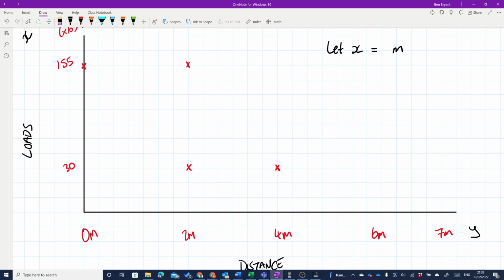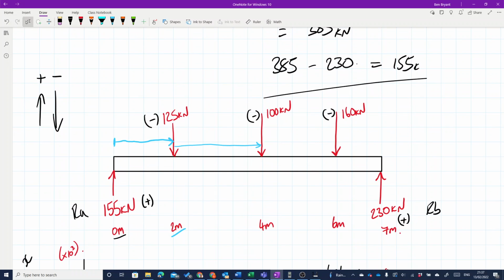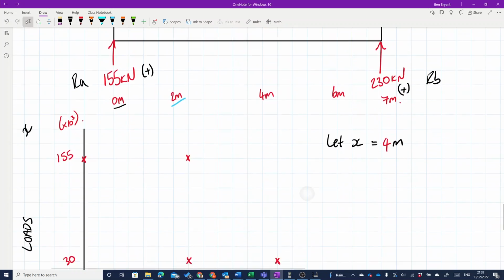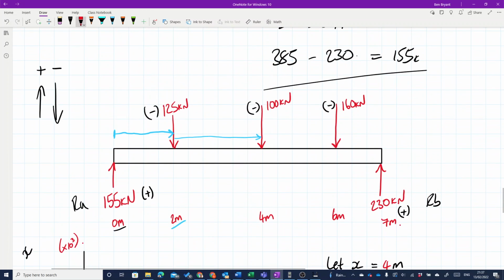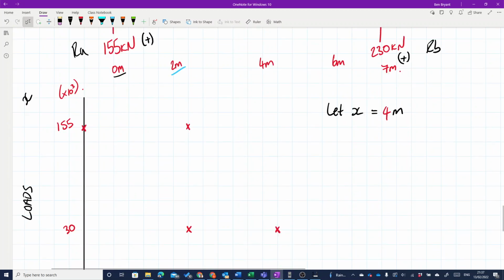Then I'm going to do the same again, let x now equal 4 meters. At 4 meters we're going to have 100 kilonewtons, that's going to take me down to minus 70. So I've probably drawn that distance in the wrong place. Put something like here, minus 70, and again at minus 70, nothing happens until we hit the 6 meter mark.